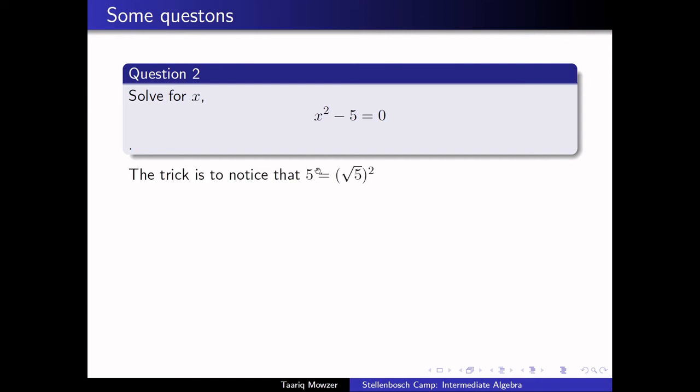So 5 isn't a square number, but we're not necessarily restricted to integers. So we can say that 5 is actually equal to the square root of 5, squared. Because this is allowed.